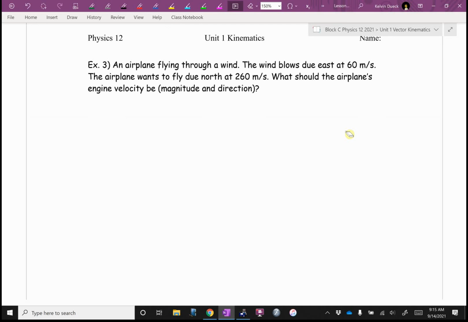Okay. An airplane is flying through a wind. The wind blows due east. Nice try. The airplane wants to fly due north. What should the airplane's engine velocity be? Magnitude and direction.